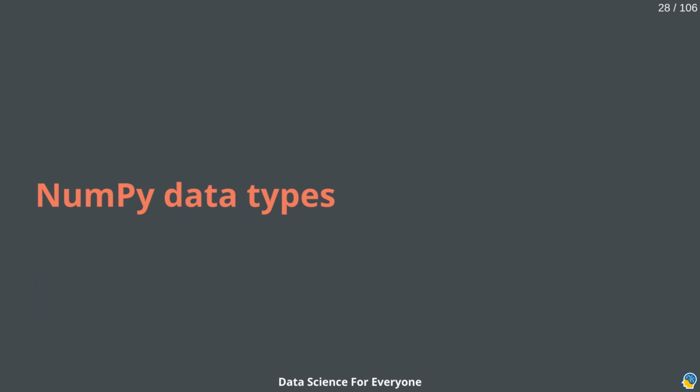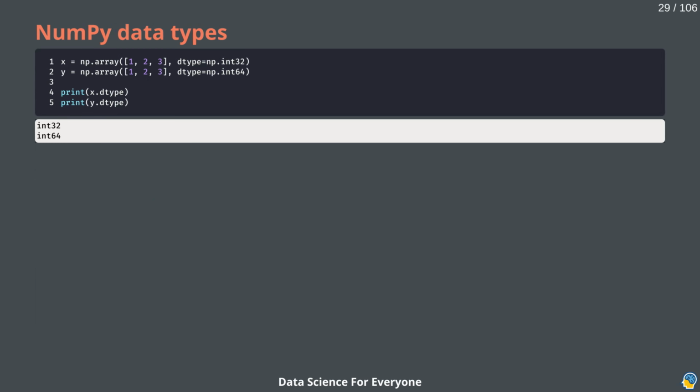Now let's take a look at what types of data a NumPy array can store. NumPy data types tell us both the kind of data, like an integer or a string, and how many bits it uses. For example, np.int64 uses 64 bits, while np.int32 uses 32 bits. Choosing the right type can help reduce memory usage, especially if we don't need large numbers.